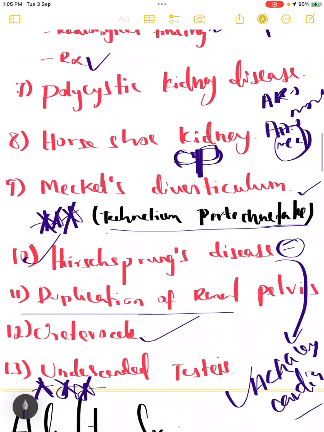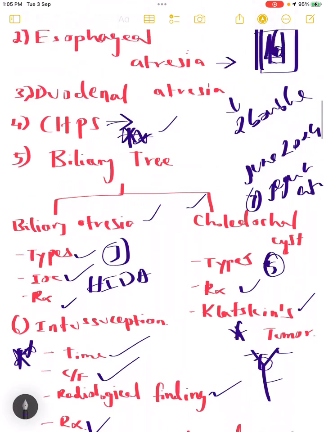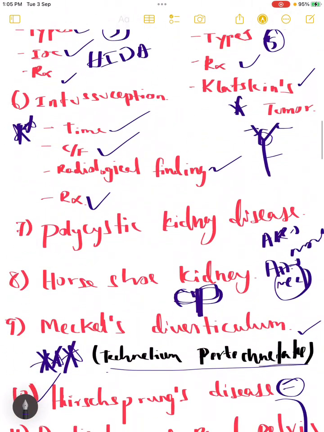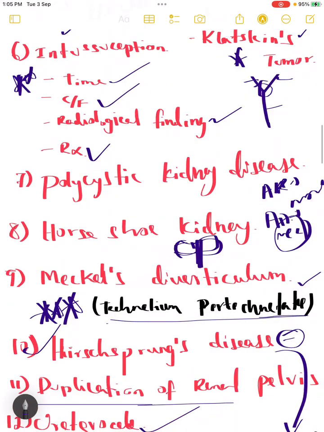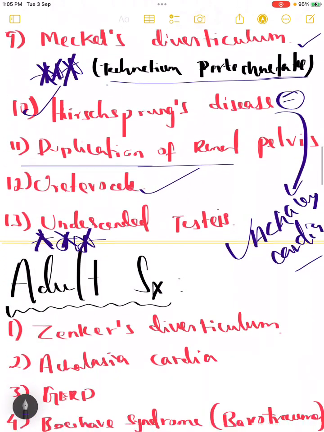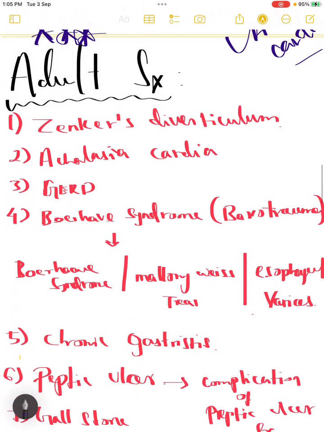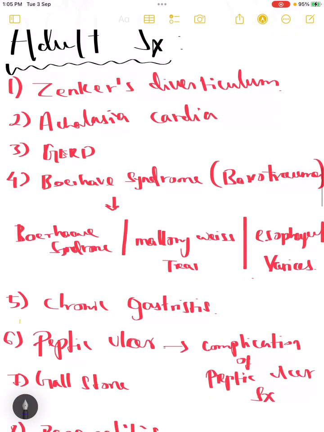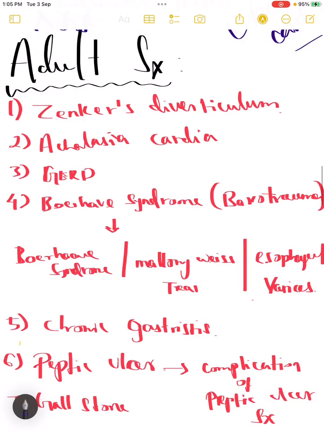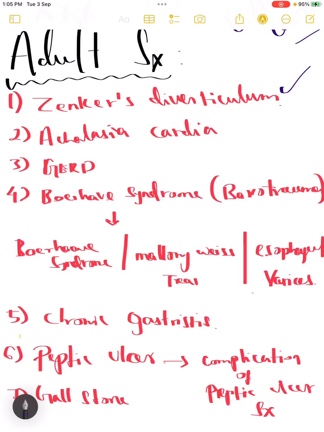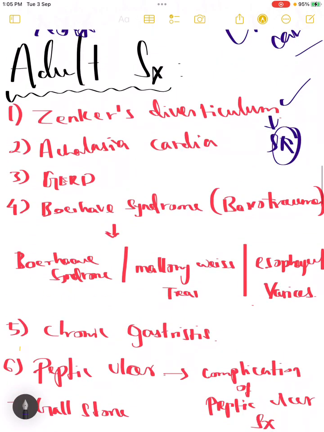So I said 3 topics from pedia 10-star questions: congenital hypertrophic pyloric stenosis, then I think Meckel's diverticulum, then appendicectomy. These three topics are very important from pediatric surgery. Then adult surgery. If we see adult surgery, Zenker's diverticulum is something important. Zenker's diverticulum you will study in ENT also. Particularly the name of the surgery for Zenker's diverticulum.